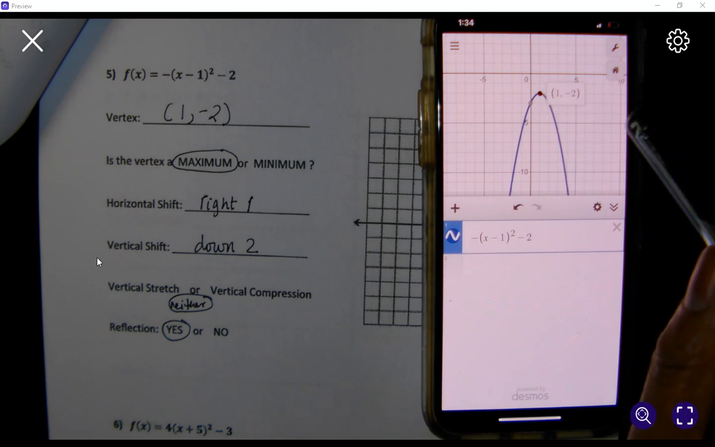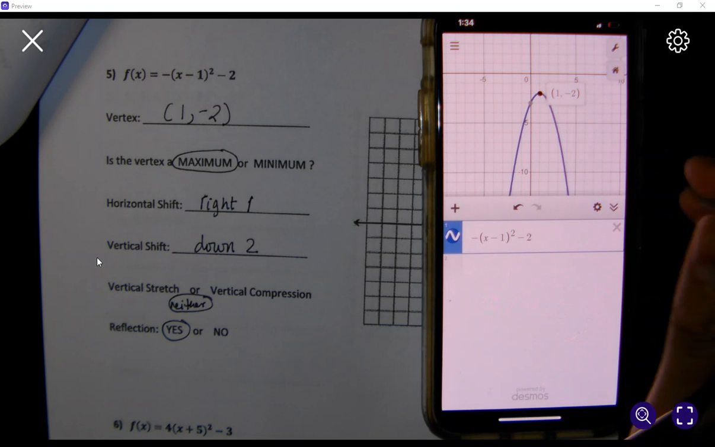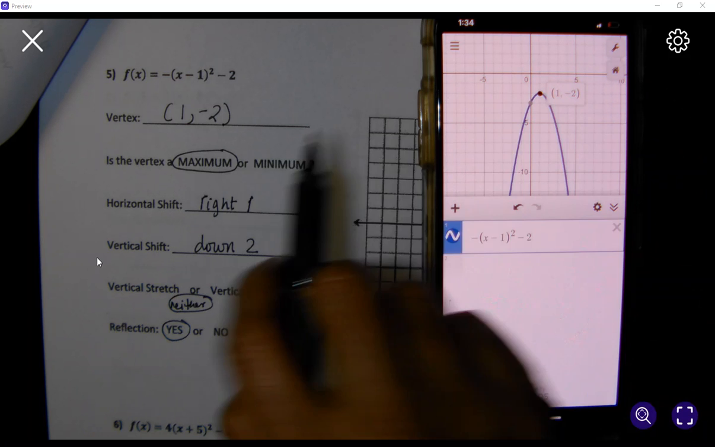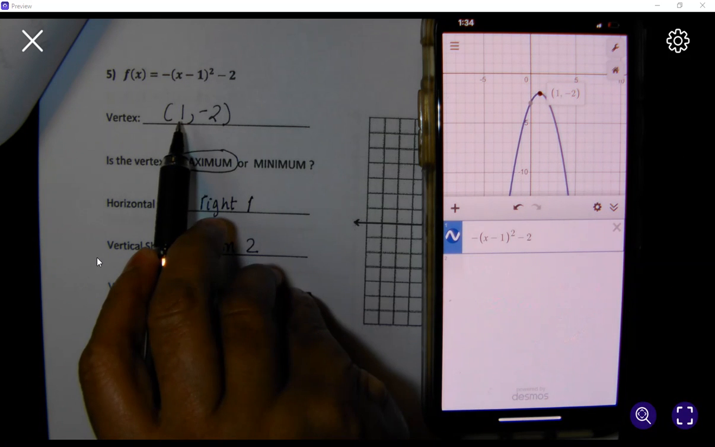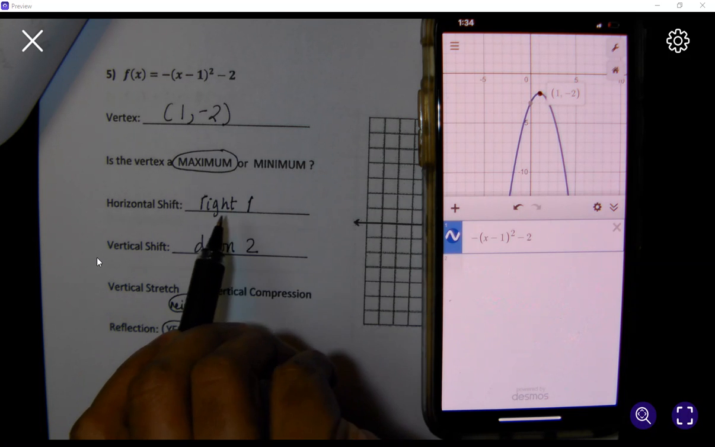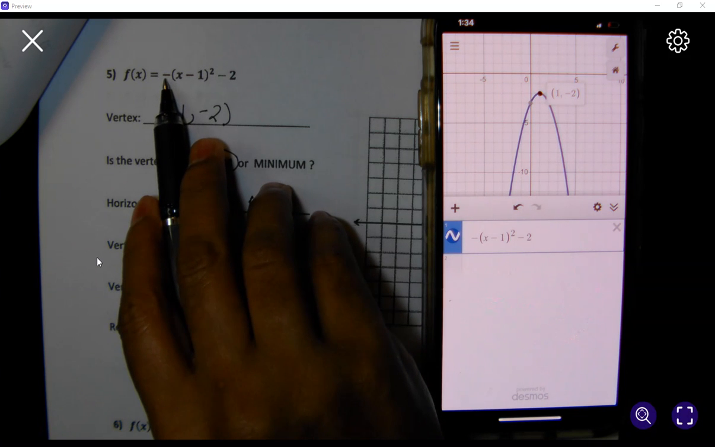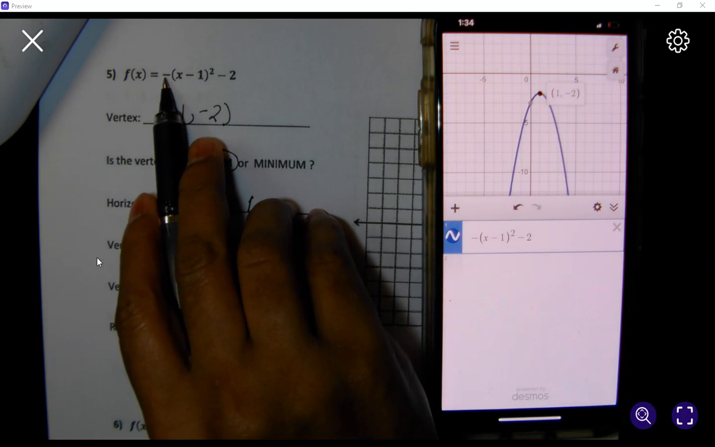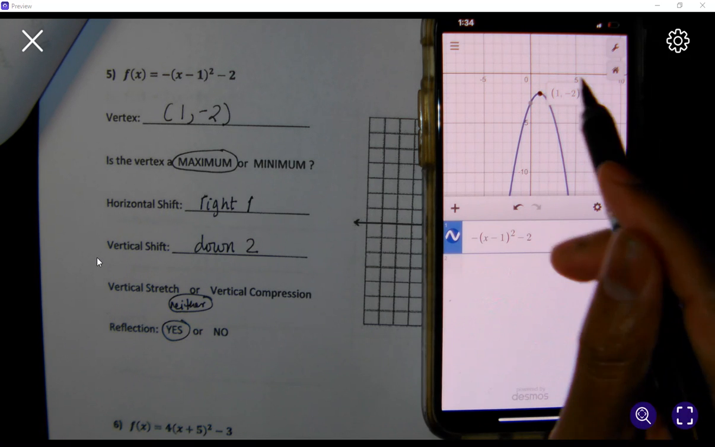Here's number 5. So here's my vertex, 1, negative 2. And the vertex is a maximum since it's the highest point. There's a horizontal shift of 1 and a vertical shift down 2: right 1 and down 2. It is neither a stretch nor a compression because there's not a number in the front. And then is there a reflection? Yes, because it's pointing down.